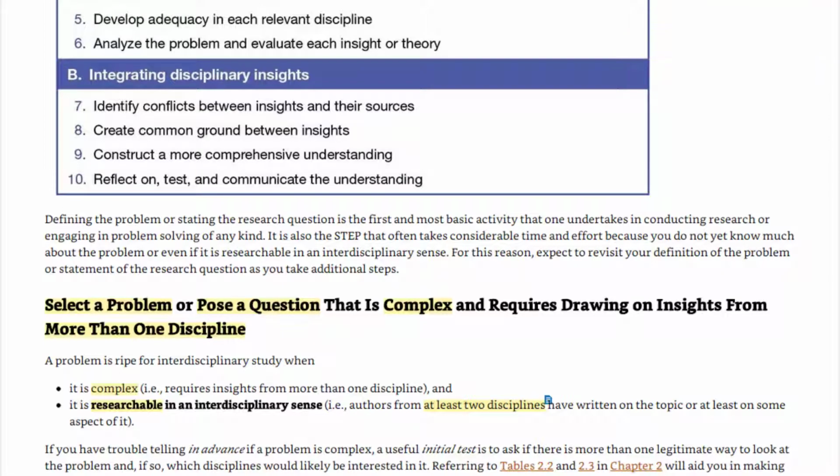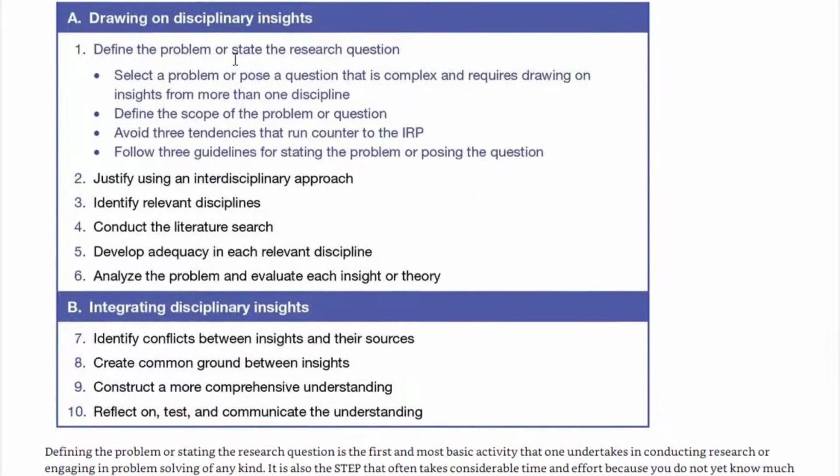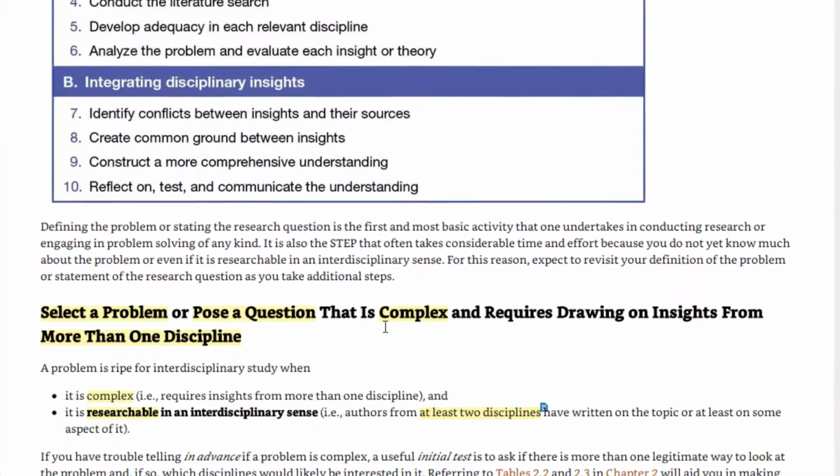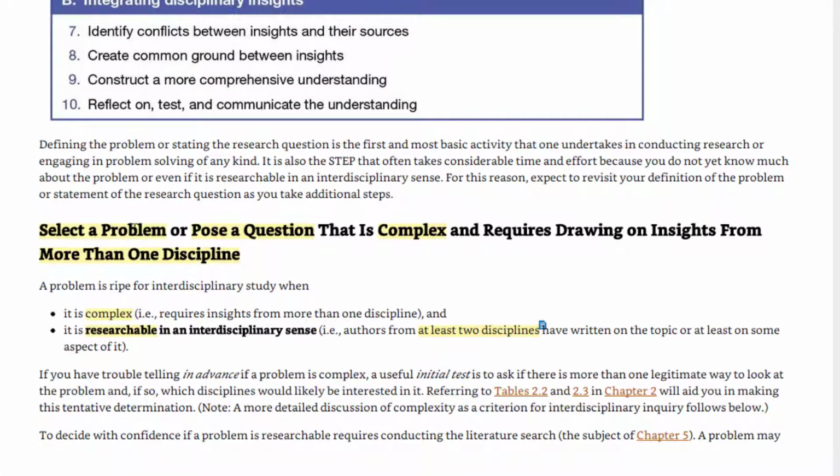And it has several parts. It's broken up. You can see throughout the chapter this will happen. They'll list the 10 and then they'll list subtopics under them to follow. So we have 4 that we're going to follow on number 1, defining the problem. And the first thing they talk about is select the problem or pose a question, but make sure that whenever you select your problem, it is complex.